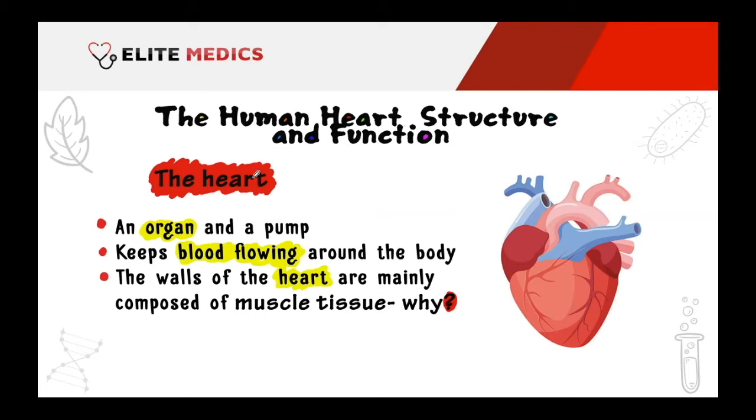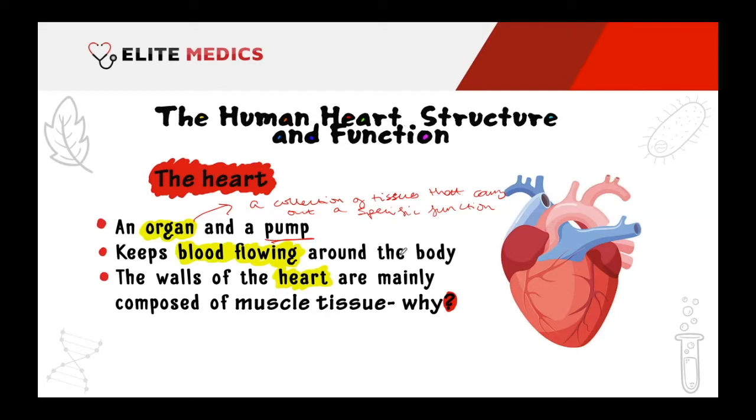And so the heart's an organ, but we want a specific biological definition for this. The definition of an organ is a collection of tissues that carry out a specific function. And the specific function of the heart is to act as a pump, to pump blood around the body and distribute it. So that's its specialized function, to keep blood flowing around the body.